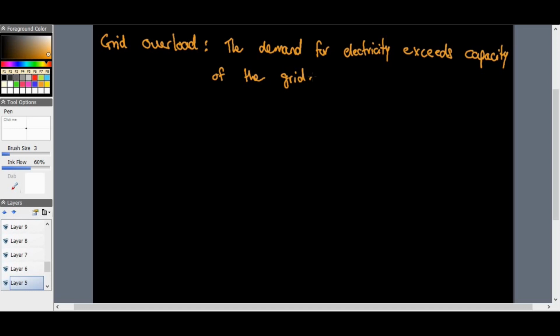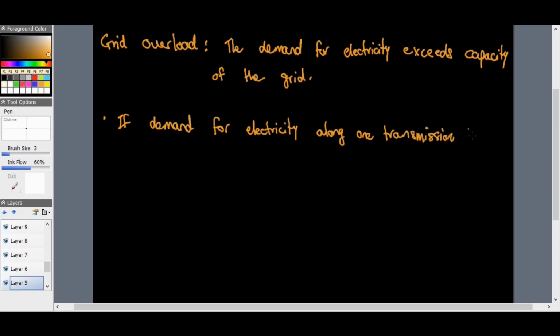Now, if the demand for electricity along one transmission line exceeds its capacity, the supply will fail. That's something good that we can write down if we get asked this question. If, and I'll try and shorten this, demand for electricity along one transmission line exceeds its capacity, supply of electricity will fail.